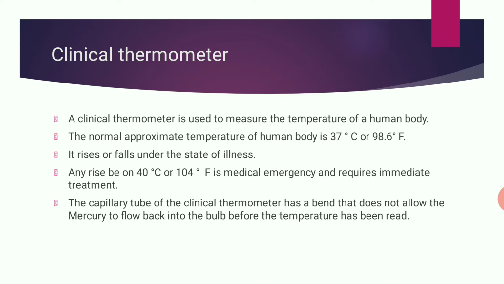The capillary tube of the clinical thermometer has a bend that does not allow the mercury to flow back into the bulb before the temperature has been read. So, if you see the clinical thermometer, we have a bend after the bulb. Why is there a bend? Because it does not allow the mercury to flow back into the bulb before the temperature has been read.